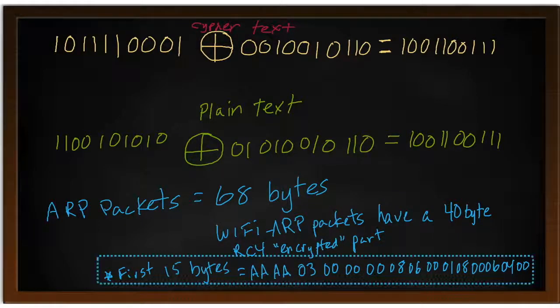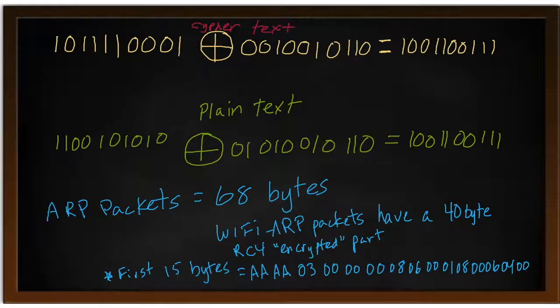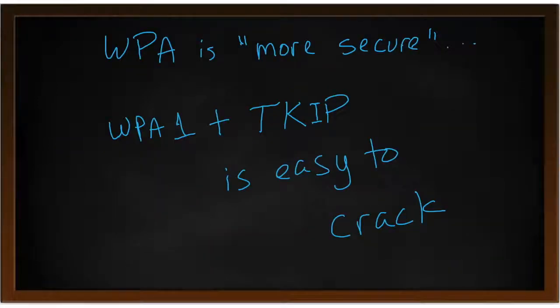The first 15 bytes are always this representation, so AA03, and you can read the rest. Then you XOR these bytes with the XOR cipher text to recover the first 15 bytes of plain text. So if you can collect enough ARP packets with different initialization vectors, or different IVs, then you can find the key through statistical analysis, through statistical attacks.